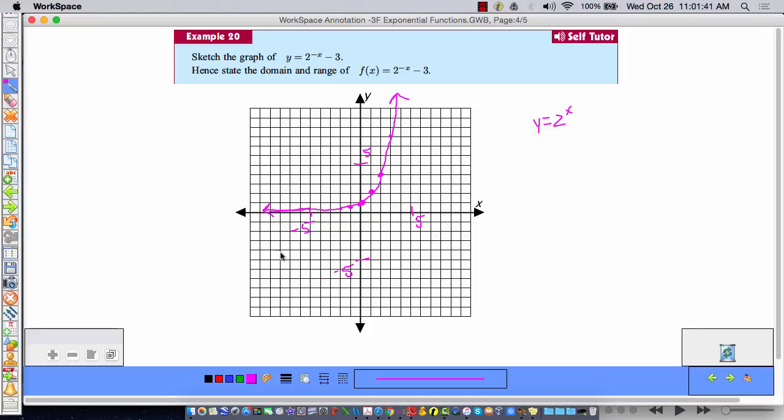Okay, now you don't have to sketch all these. I just want to show you what's going through my mind, but you don't have to go through this entire process to sketch this graph.